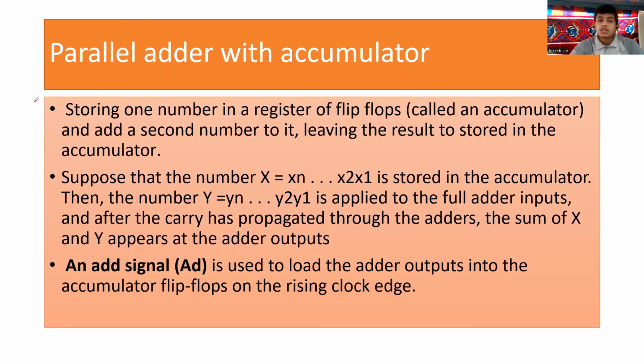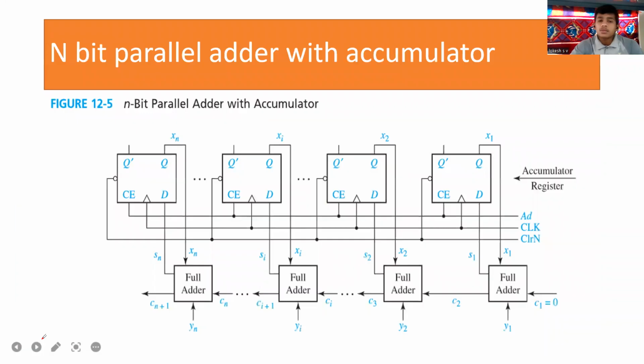Parallel adder with accumulator is nothing but storing one number in the register of flip-flops and adding a second number to it, leaving the result to be stored in the accumulator. This is the circuit diagram of n-bit parallel adder with accumulator. It is an iterative structure made up of similar cells, each cell containing one flip-flop and one full adder. Let us know the inputs of the flip-flops and adder.